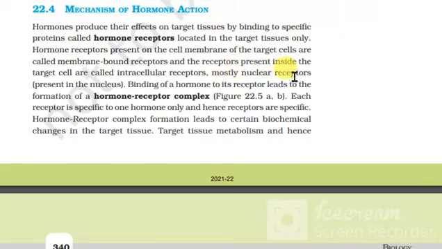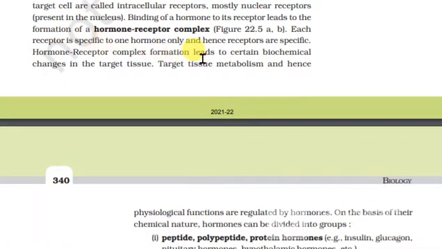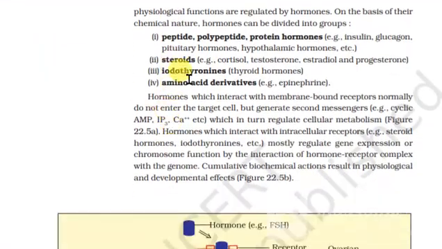Mostly nuclear receptors present in the nucleus. Binding of a hormone to its receptor leads to the formation of a hormone-receptor complex. Each receptor is specific to one hormone only, and hence receptors are specific. Hormone-receptor complex formation leads to certain biochemical changes in the target tissue. Target tissue metabolism and hence physiological functions are regulated by hormones.